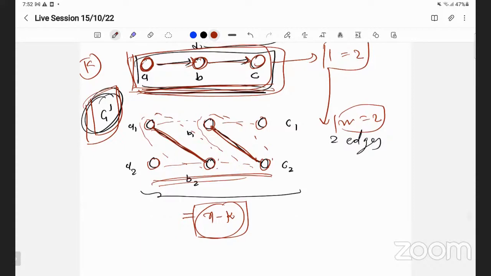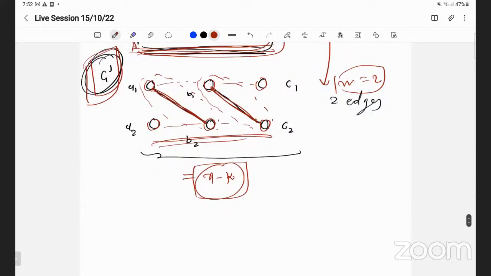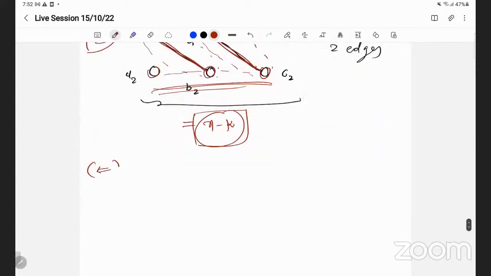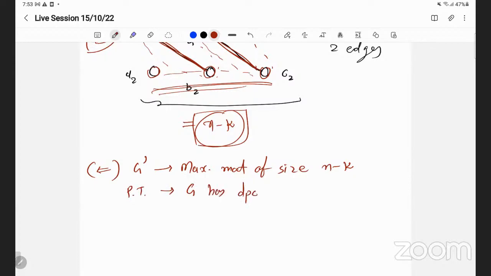Now let's prove the other side, the reverse direction. So now what we want to prove is, we are given the graph G prime, the constructed new graph, and we are given that it has a maximum matching of size n minus K. We want to prove that the original graph G has a disjoint path cover of size K.